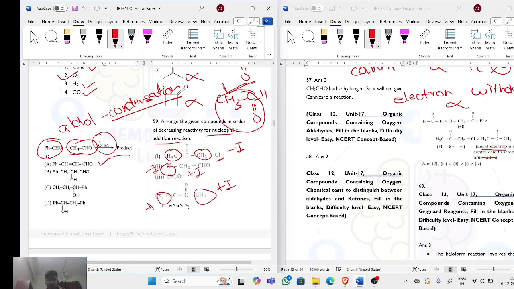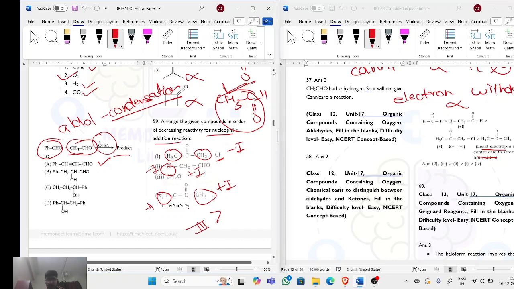So we have to find the decreasing order. The compound which gives the most nucleophilic addition reaction among these will be option number 3, which will have the highest order.